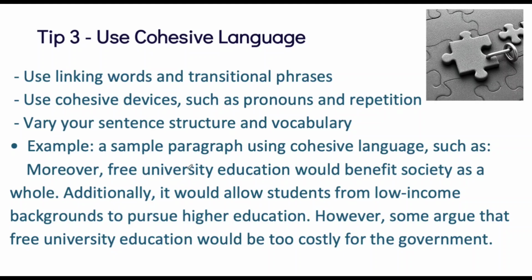So here is the sample para. Moreover, free university education would benefit society as a whole. Additionally, it would allow students from low income backgrounds to pursue higher education. However, some argue that free university education would be too costly for the government. This can actually go into the next paragraph. Here you could also write one example to substantiate your point of view. Using cohesive language will make your essay more readable and coherent.